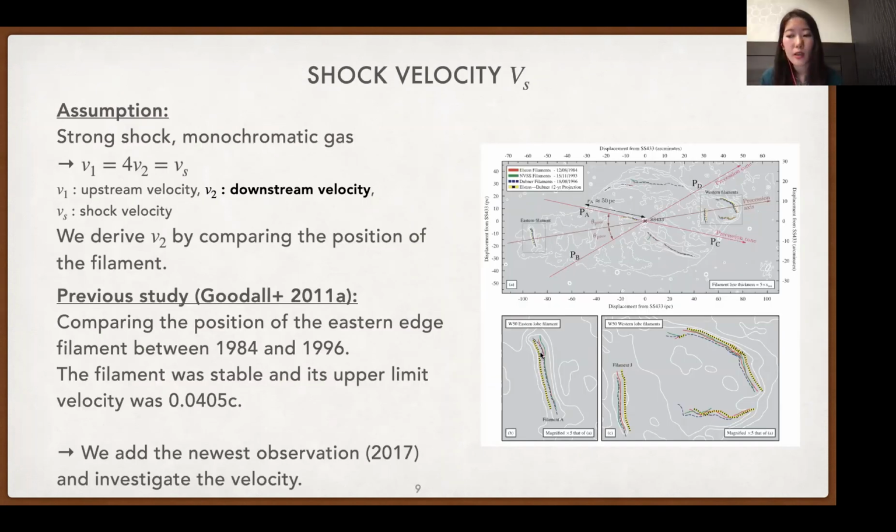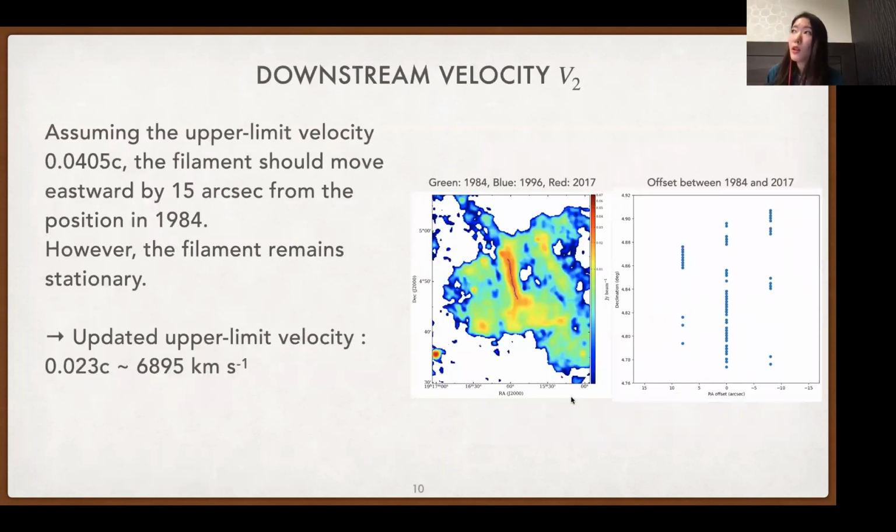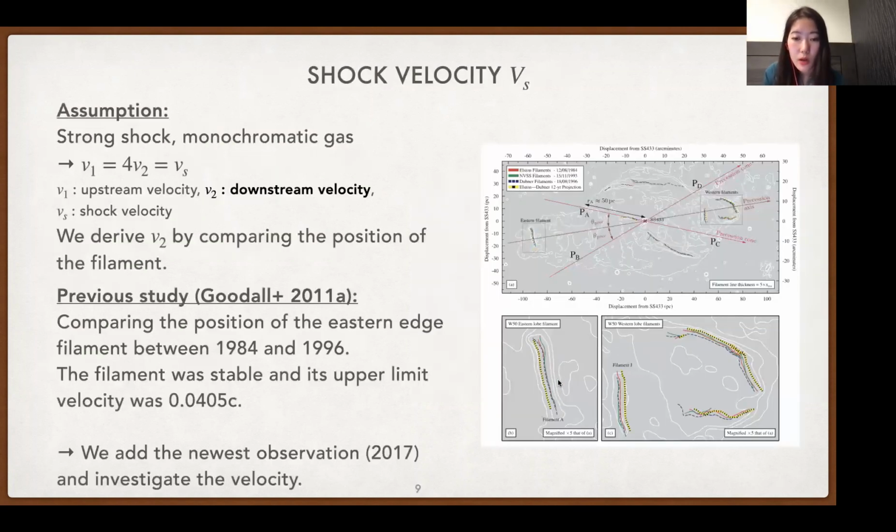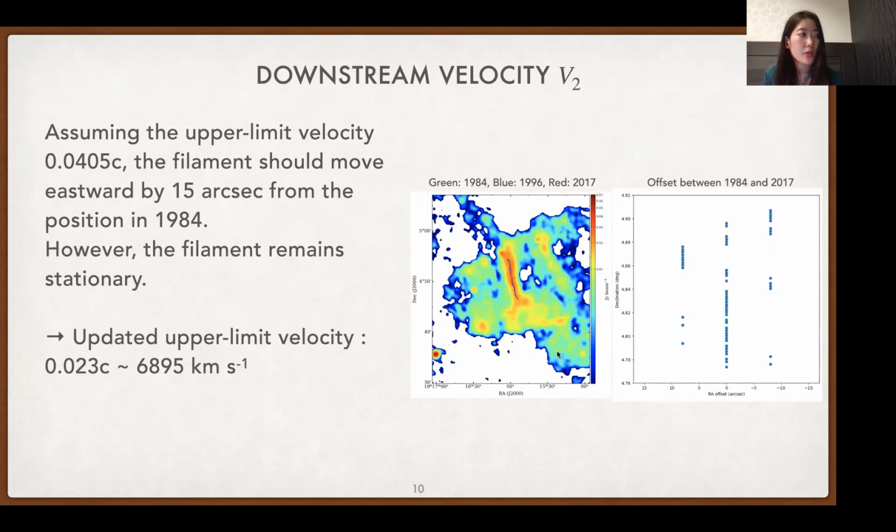And we added the newest observation and investigated the velocity of this filament over 33 years. And here is the result. Assuming the upper limit velocity derived by the previous study, the filament should move eastward by 15 arcseconds from the position in 1984. So I mean, the filament should move about 15 arcseconds from here eastward within the 33 years. However, we revealed that the filament is still stable.